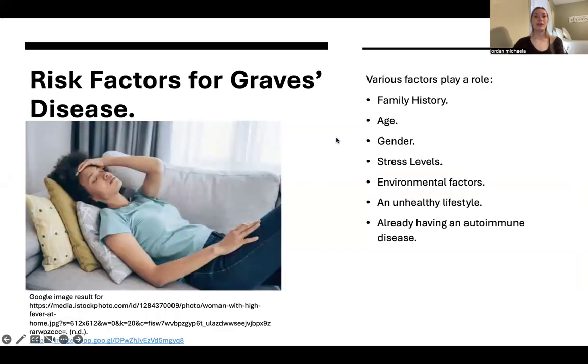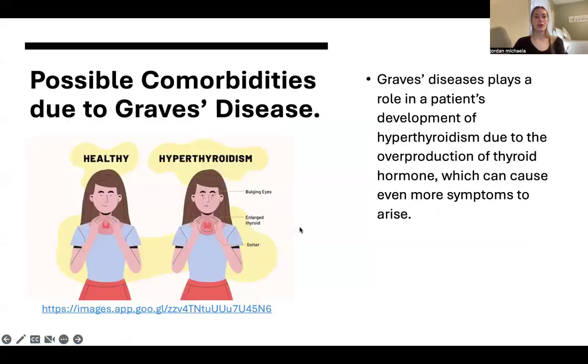Risk factors for Graves' disease. This is from family history. If you already have an autoimmune disorder, those go hand in hand together. Also, age, gender, stress levels, environmental factors, and having an unhealthy lifestyle can increase your chance of getting Graves' disease or any problems with your thyroid. So, like I said, Graves' disease plays a role in a patient's development of hyperthyroidism, which can cause even more symptoms to arise. And this is from that overproduction of these hormones that are not needed.